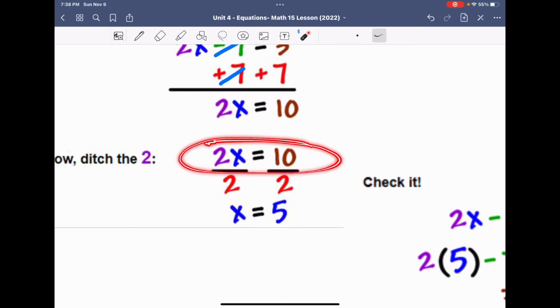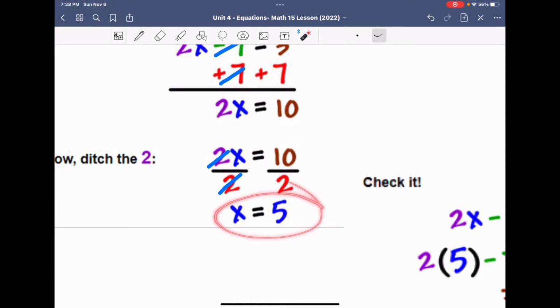And how would I handle this? Well, I know that 2 times x, or 2x, is multiplication. And the opposite of multiplication is to divide by this 2 here. So if I divide both sides by 2, I can cross out or eliminate the 2's on the left, leaving me with 10 divided by 2. Therefore, x is equal to 5.